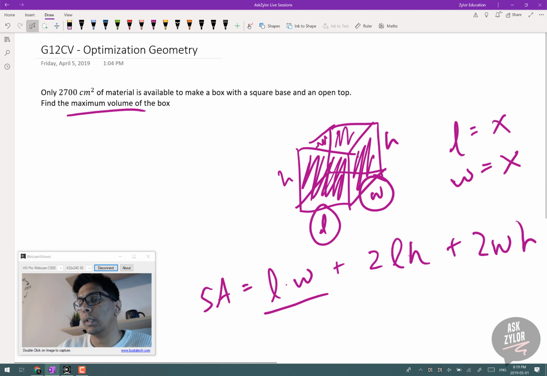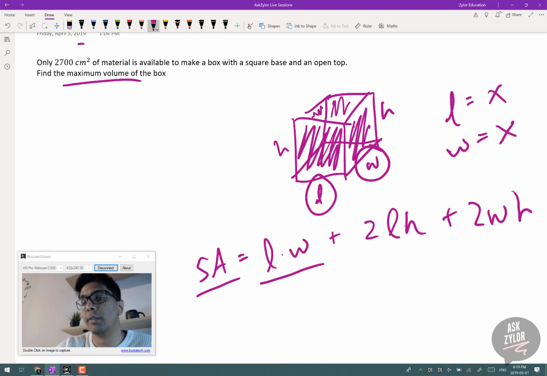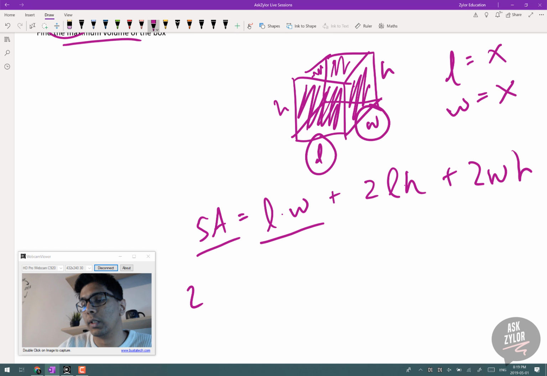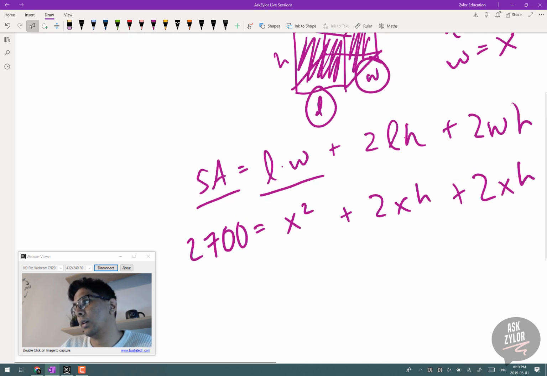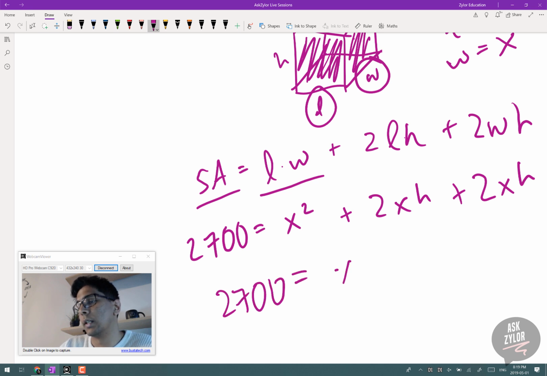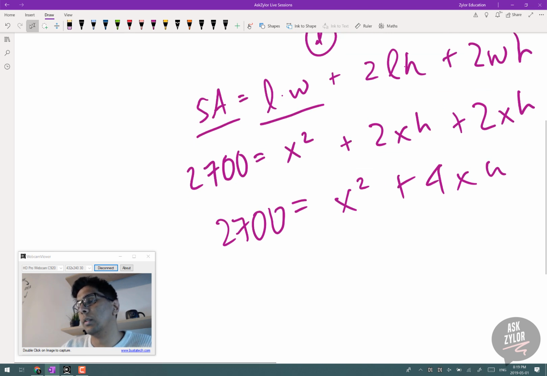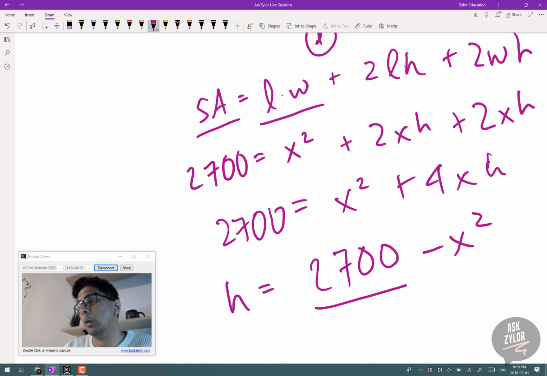Right? So what we do at this point is substitute the surface area because they've given us a value for that. So I'm going to substitute the 2700 over here. And I'm going to replace the length and width with my x's. So I have x squared plus 2x height plus 2x height. So I can simplify this to be 2700 is equal to x squared plus 4xh. Right? If I wanted height in terms of x, I can say height is equal to 2700 minus x squared over 4x.